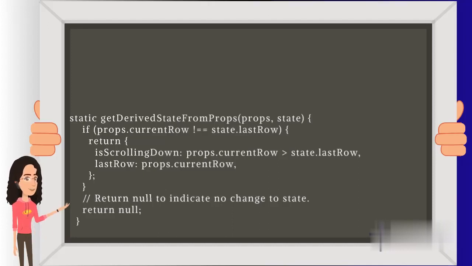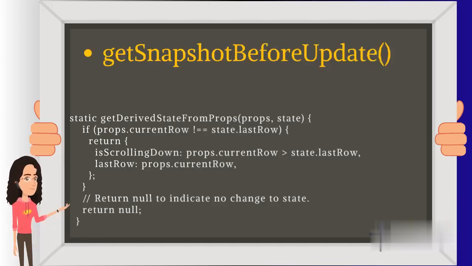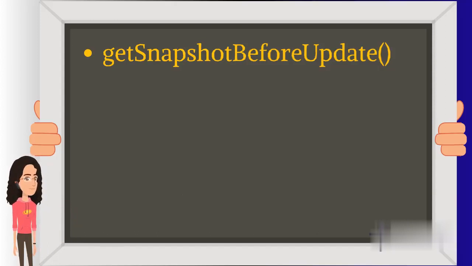So these are all the methods. There is a React component lifecycle diagram. I will share the link in the description box. You can check it with the official React documentation.